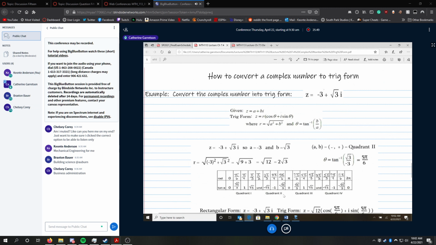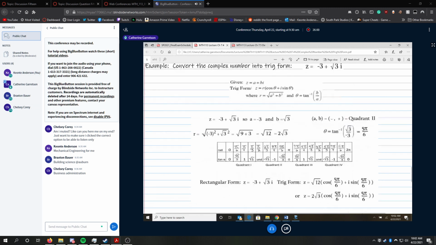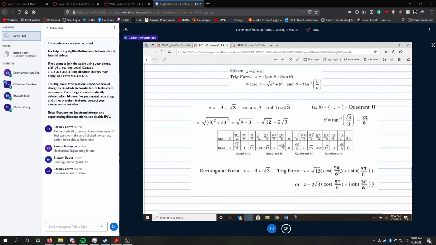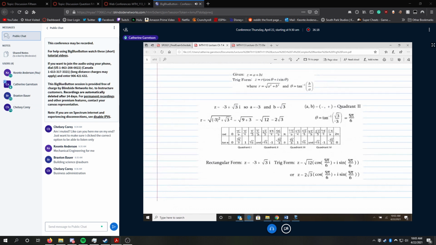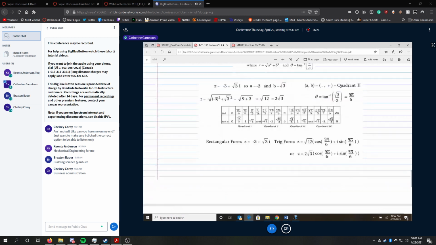So I'm going to focus only on quadrant 2, and I'm going to look for a negative root 3 over 3. And here it is, and my answer is 5 pi over 6. So once I've done those, I just plug it in where the angle is 5 pi over 6, and this R value is root 12, or I could put it as 2 root 3. Anybody have questions on that? So we just did a number of examples of different ways that things could show up.